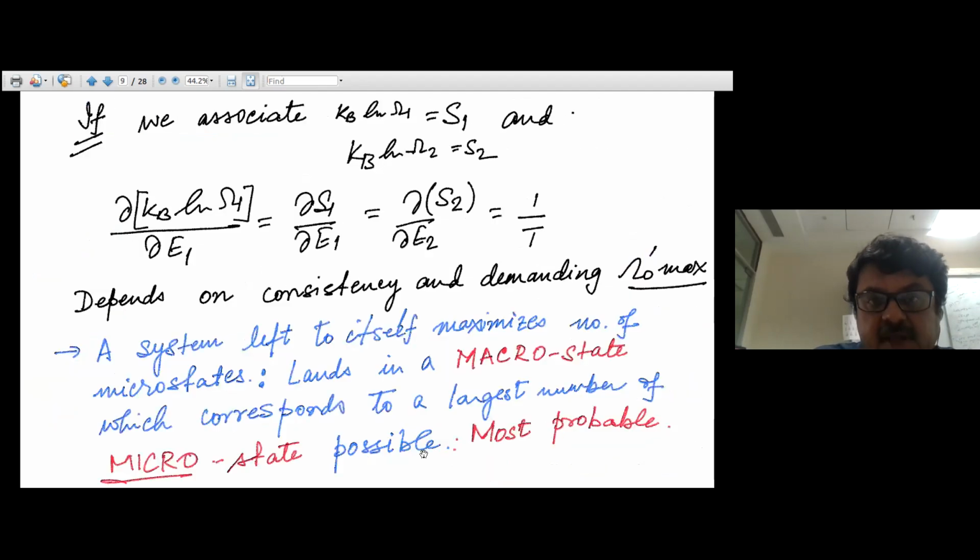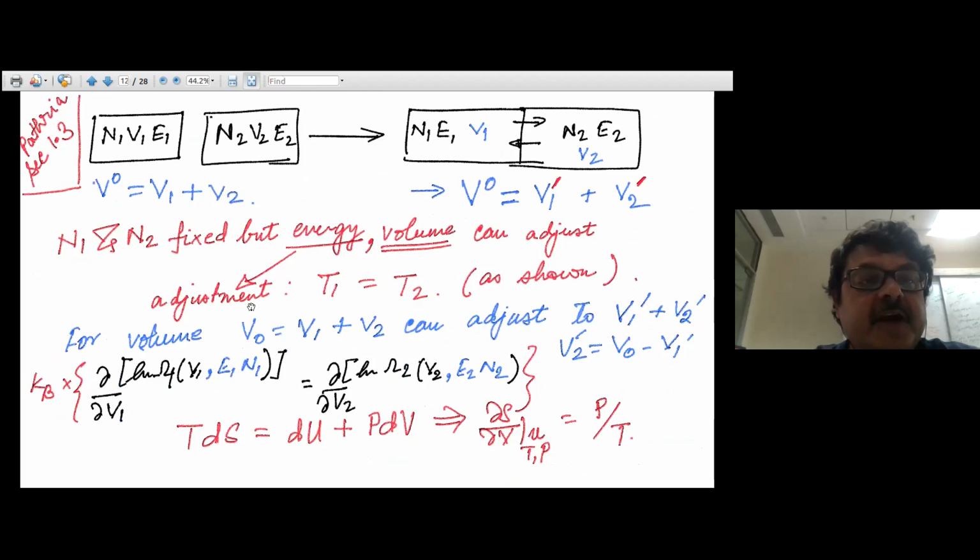So we're going to do a very similar analogy, where we have two systems in isolation, one characterized by N1, V1, E1, and the other characterized by N2, V2, and E2. And now these two are brought in contact with each other in such a way that the volume can change. The volume of each system can change, keeping the total system S1 plus S2 isolated. So if it was initially V1 and V2, the total volume of the system will remain fixed as V0. So V0 was V1 plus V2, and V0 remains V1 dash plus V2 dash.